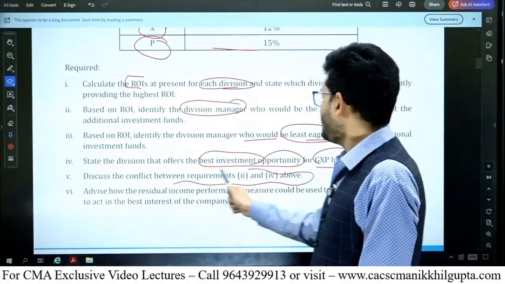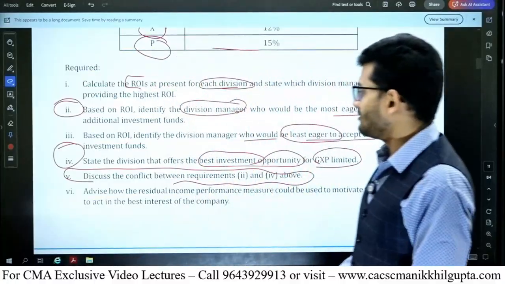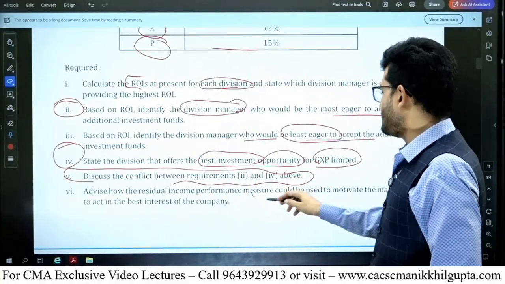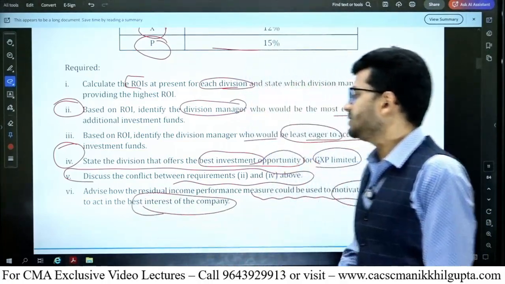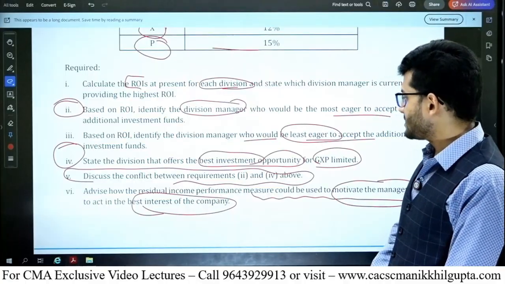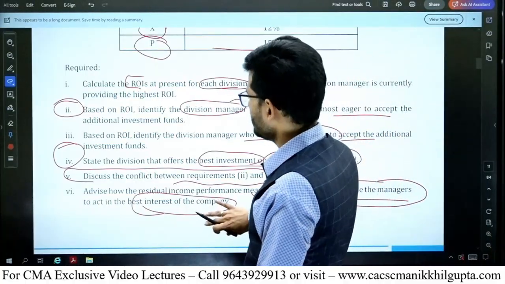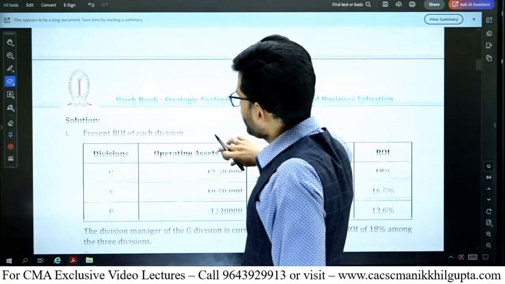Discuss the conflict between requirement 2 and 4 above. So there will be a conflict between 2 and 4. We'll discuss that conflict. Advise how the residual income performance measure could be used to motivate the managers to act in the best interest of the company. And we'll analyze the residual income performance.